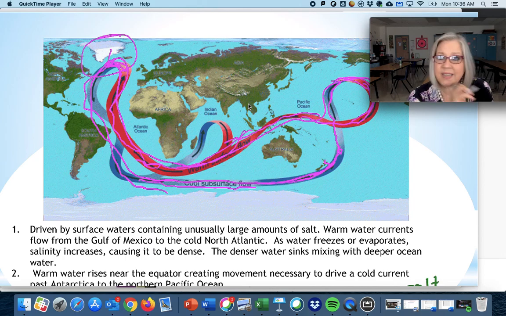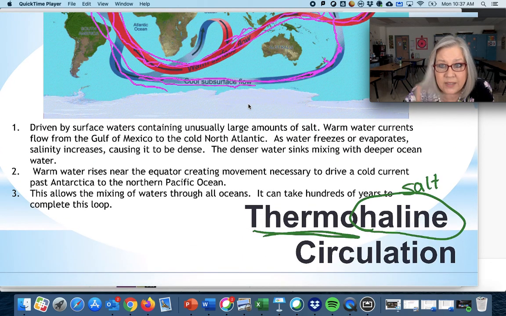Some places that didn't have rain now have rain. Some places that were dry, were expecting rain patterns, no longer have those rain patterns that are predictable. So this is a huge, huge problem. Something a lot of people don't know about. So when we talk about climate change, y'all, I'm telling you right now, there are a lot of people out there that have no idea that this thermohaline current thing even exists. All right, so now you know.